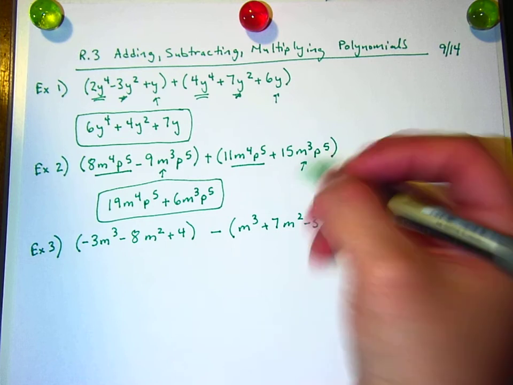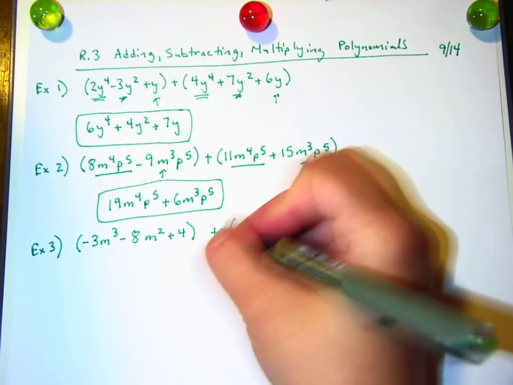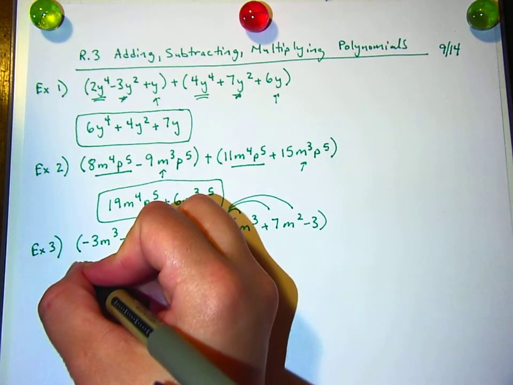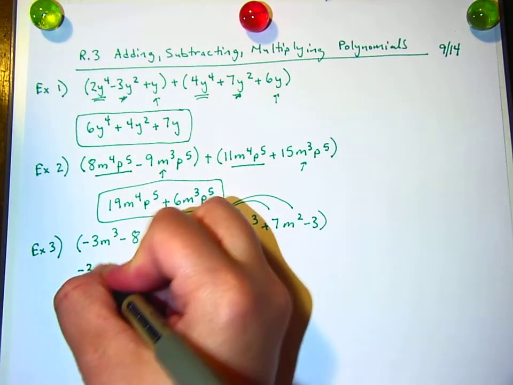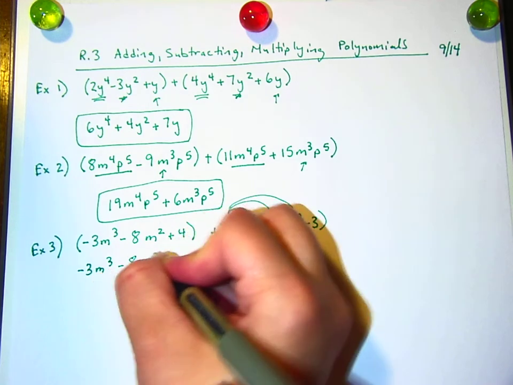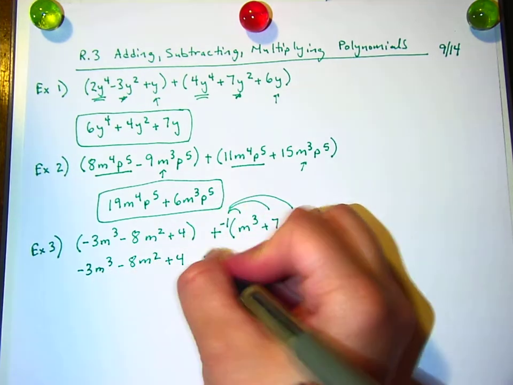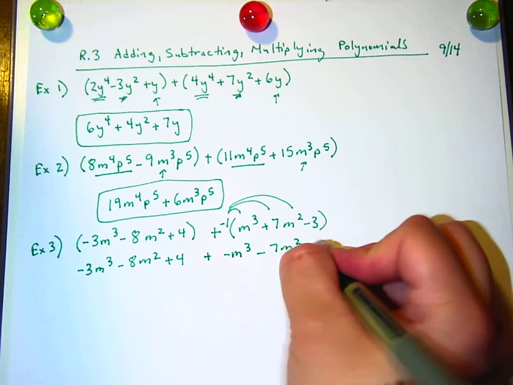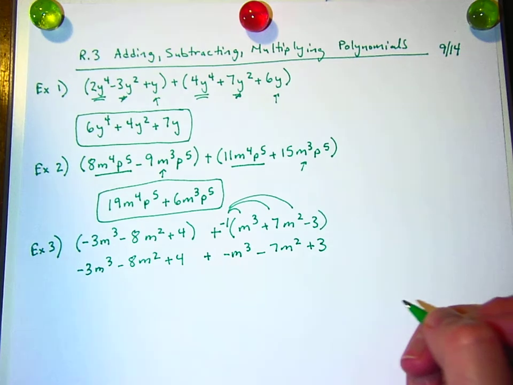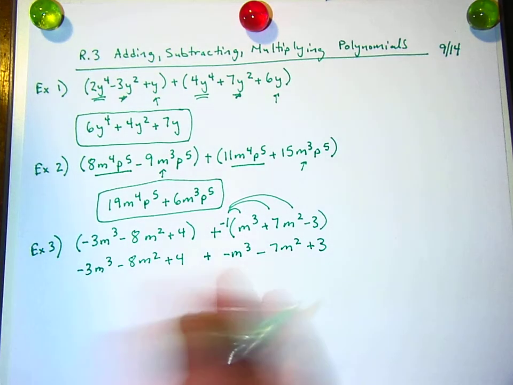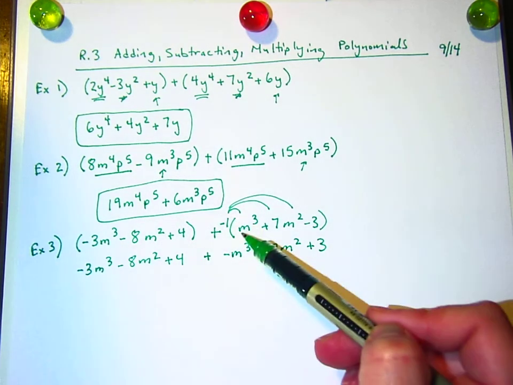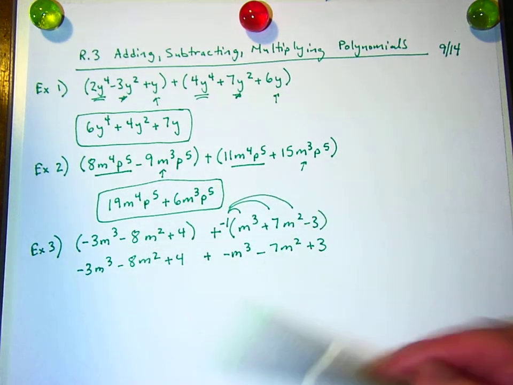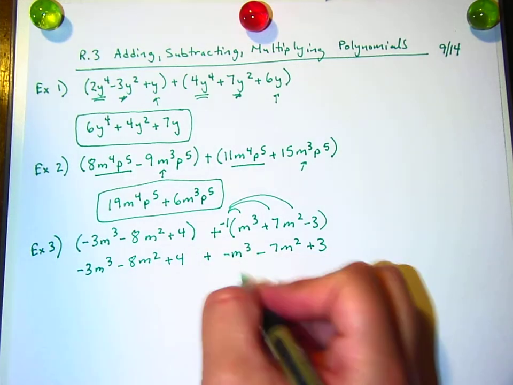I think the easiest way to do this is to act like this is a negative 1 right here and distribute it to every single thing in here. So I'm just going to write it again. This is negative 3 m to the 3rd minus 8m squared plus 4, and then plus a negative m to the 3rd, a negative 7m squared, and a positive 3. And then I'm just going to add them all together. So it's like adding the opposite. If you want to just think of negative 3 minus 1, negative 8 minus 7, you can do that way in your head, but I like writing it out.